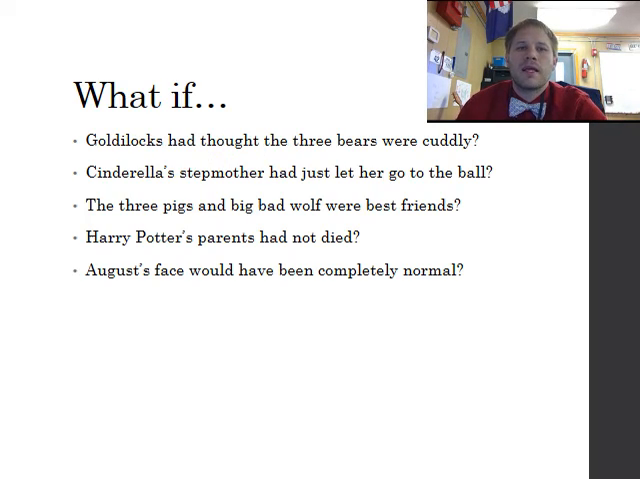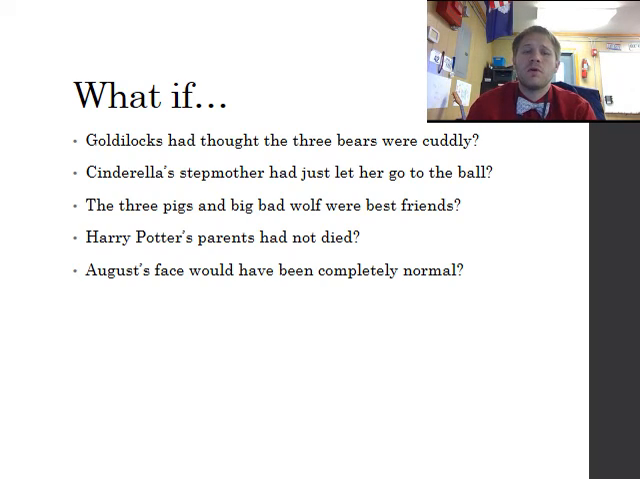In other words, think about it like this. What if Goldilocks thought that the three bears were cuddly and cute and they got along perfectly? Or what if Cinderella's stepmother had just let her go to the ball? Didn't tell her she had to stay home. What if she had just let her go? What if the three pigs and the big bad wolf were best friends? They hung out all the time. No big deal, right? Or what if Harry Potter's parents had never died? Voldemort had never killed Harry Potter's parents.